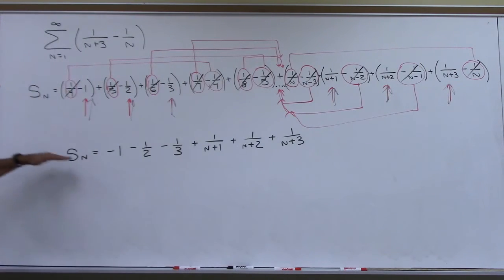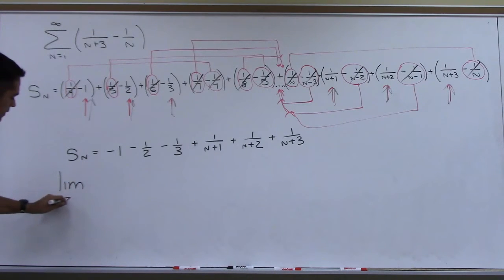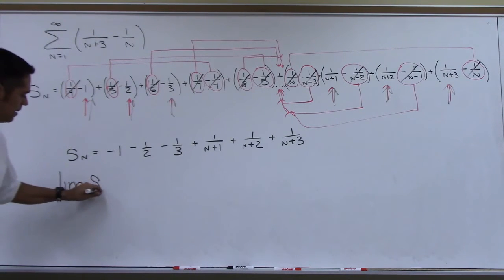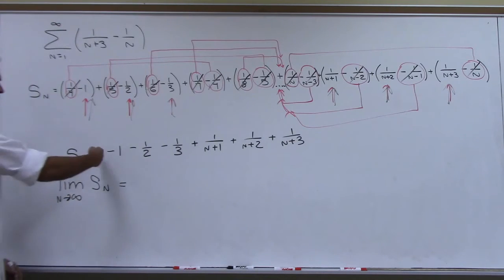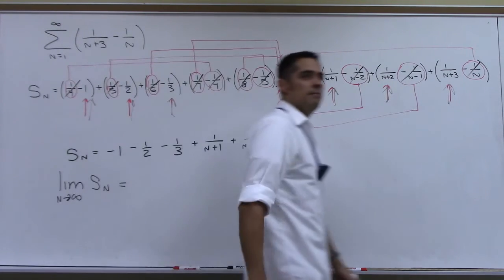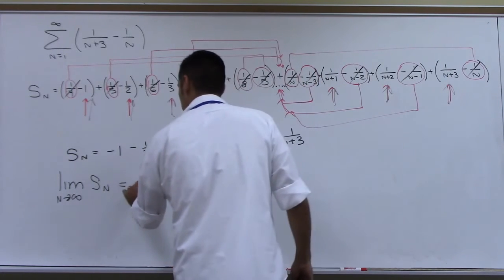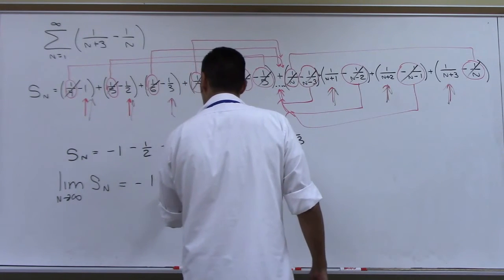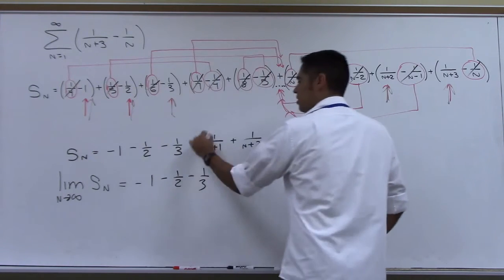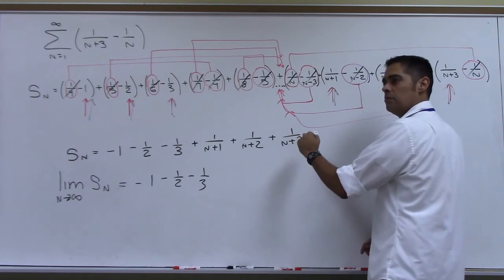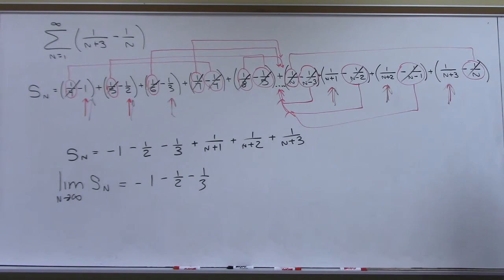So all you have to do is take the limit of this as n goes to infinity, and that's the answer. So what is the limit as n goes to infinity of S sub n? Look at this right here and tell me what happens. It's just the first three numbers: -1, -1/2, -1/3. Because this goes to 0, this goes to 0, this goes to 0.